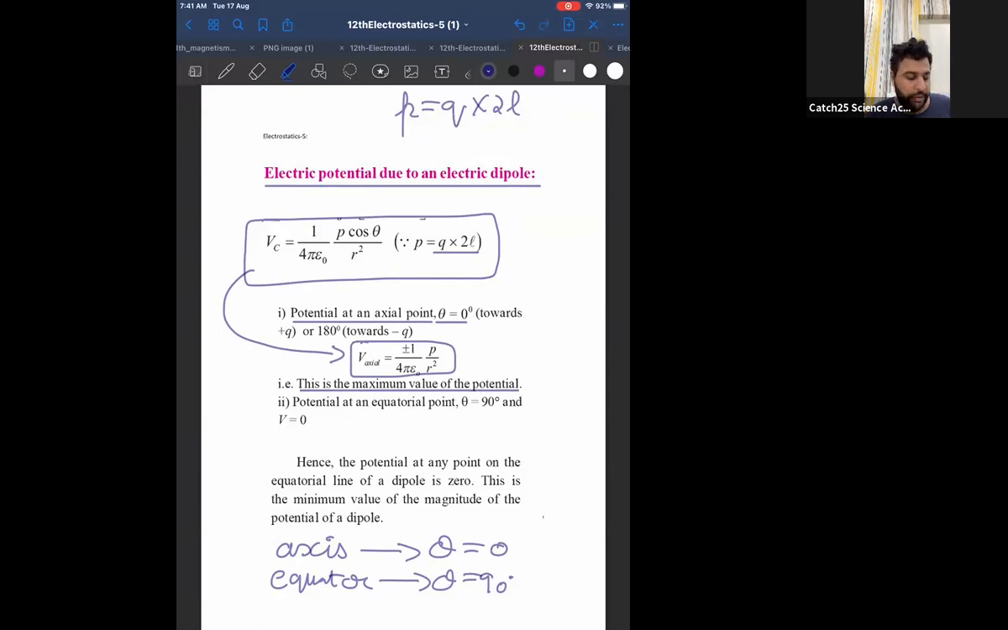Therefore, you have written the formula, you have written what P stands for. P stands for Q cross 2L. Below that, write down case 1 in your notebook. Potential at axis. And below that, write down what I have underlined. Nothing else, just what I have underlined. Here, potential at an axial point, theta equal to 0. Write down this formula and write down this thing. The maximum value of potential is at axis, theta equal to 0. Make a note.